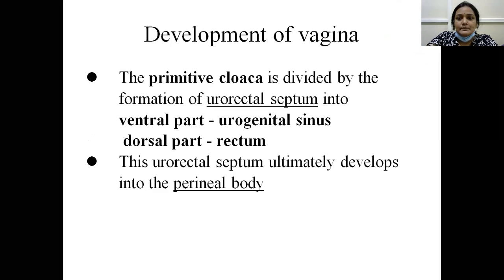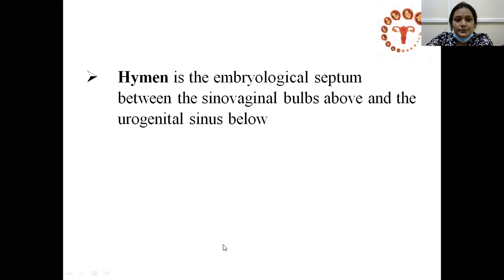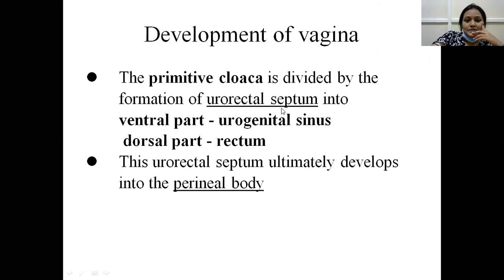Then comes the development of vagina. When you're reading about the development of vagina, you'll come across various terms like primitive cloaca, urogenital sinus, sinovaginal bulbs, urorectal septum, and all. I wanted to make sure you know it in the class itself. So the primitive cloaca is divided by the formation of the urorectal septum into the ventral urogenital sinus and the dorsal rectum.